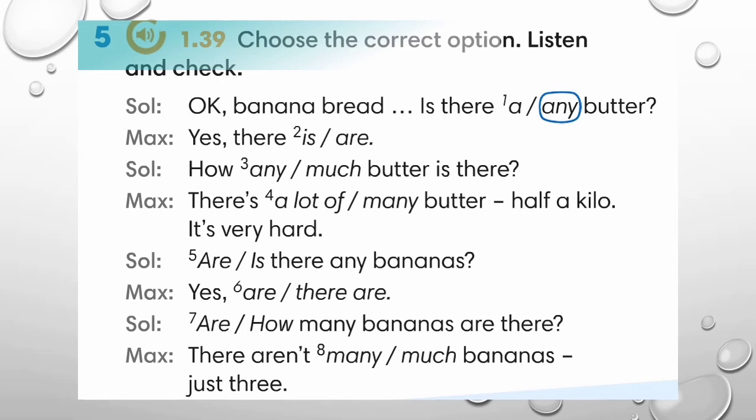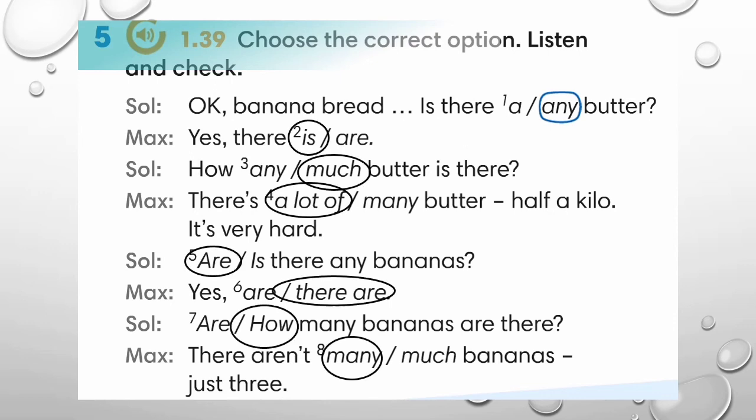Okay, have you finished choosing the correct answers? For number 1, the answer is any. Number 2 is... number 3 much, number 4 a lot of, number 5 are, number 6 there are, number 7 how, and number 8 many. You can copy these answers to your book.